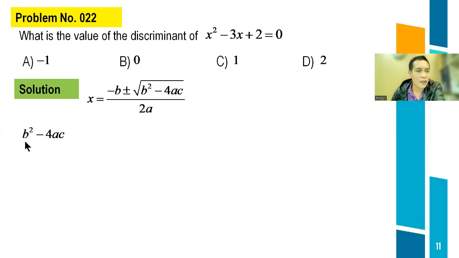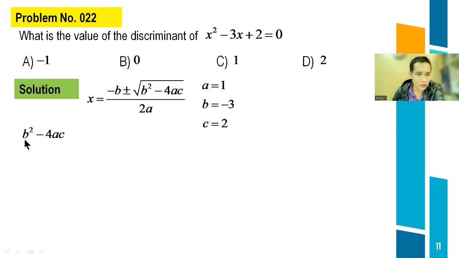When you say b squared minus 4ac, this is the discriminant. So I'm going to say the quadratic formula for x is equal to -b plus or minus the square root of the discriminant all over 2a. We will get the value of the discriminant given the quadratic equation. So, a is equal to 1, b is equal to -3, c is equal to 2, because this is ax squared plus bx plus c is equal to 0.